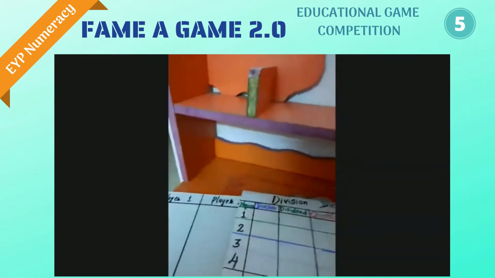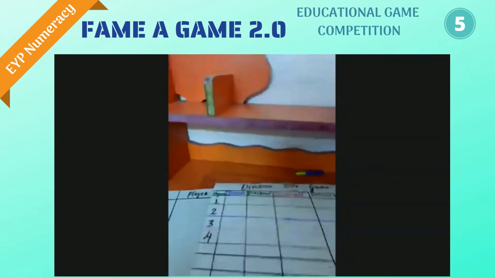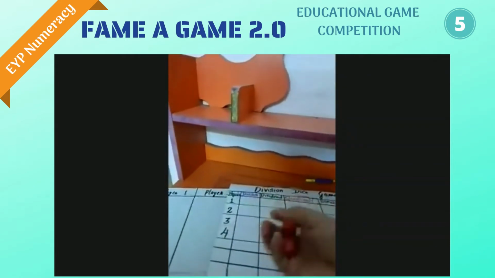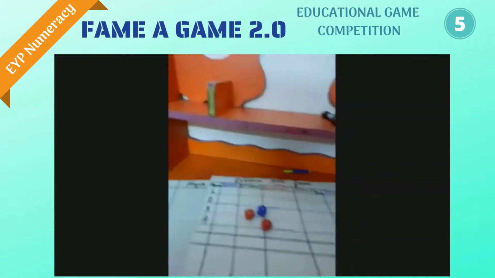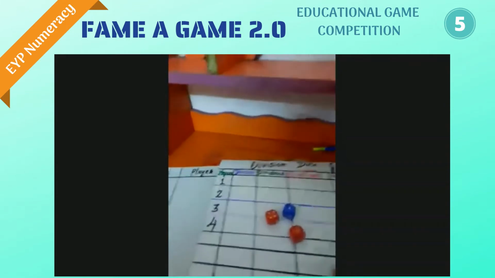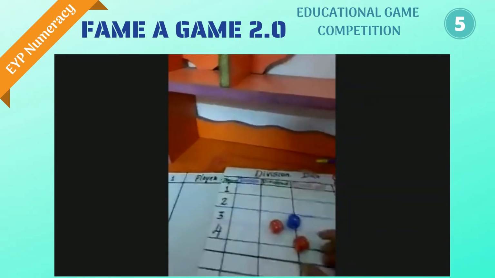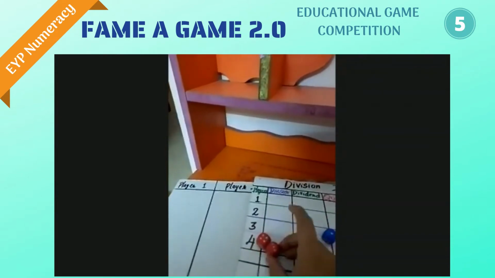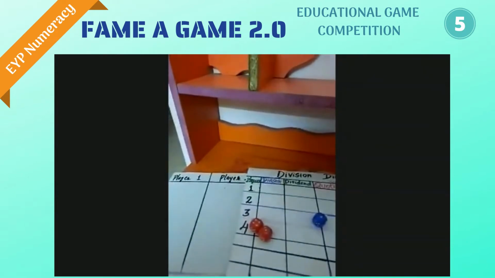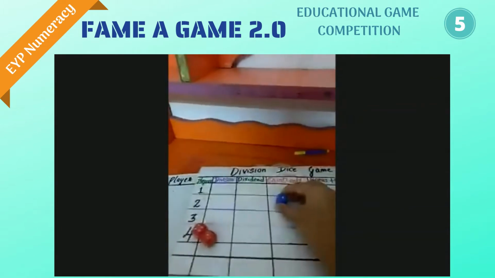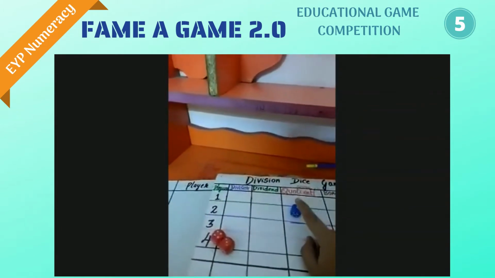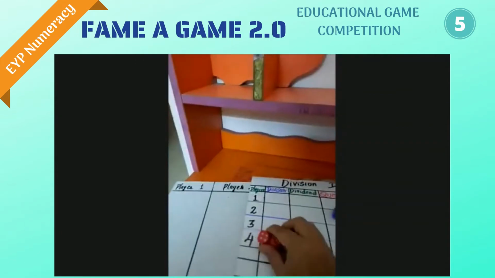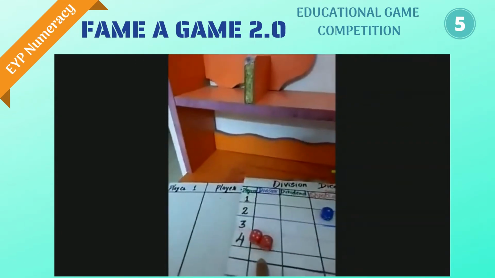Now, I'll explain how to play the game. Here I have these 3 dices. The first thing I'll do is roll all the 3 dices together. When I roll them, I get some numbers. I choose 2 dices to form a 2-digit number, and the remaining one will be the divisor, with which I will be dividing the number. So this is 43, what I've formed now.